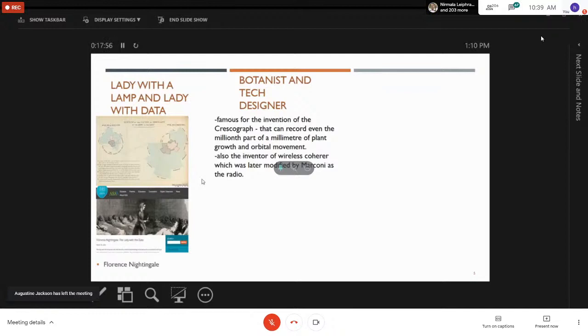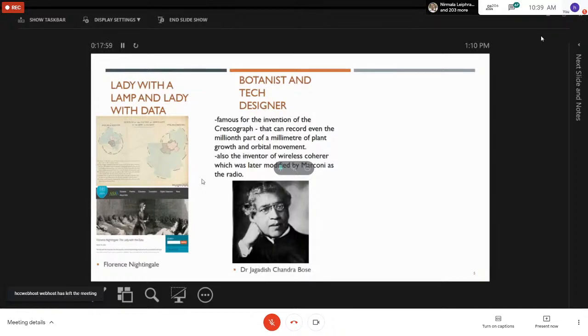So who was this? This is a little bit closer to home. Florence Nightingale was somewhere there in Europe. And now we have Dr. J.C. Bose, right? Dr. Jagdish Chandra Bose. He was a Nobel Prize winning Indian scientist. He was a botanist who did transdisciplinary research without knowing it or without naming it so.